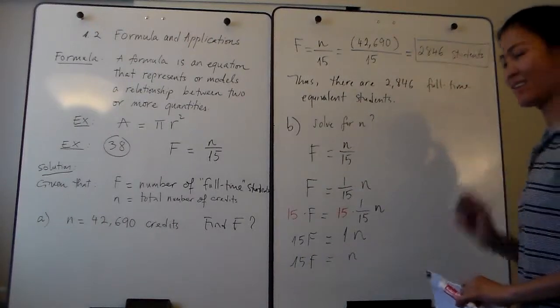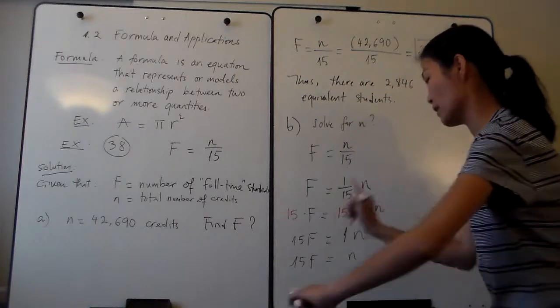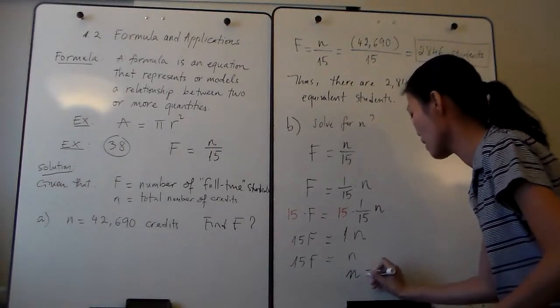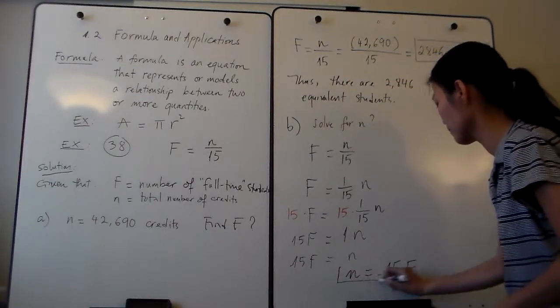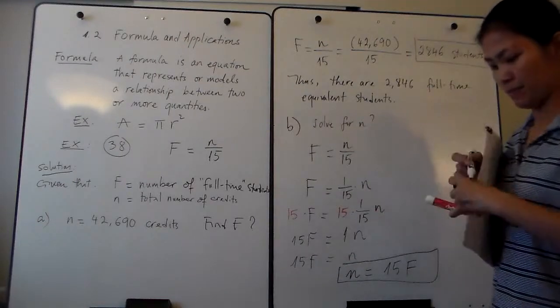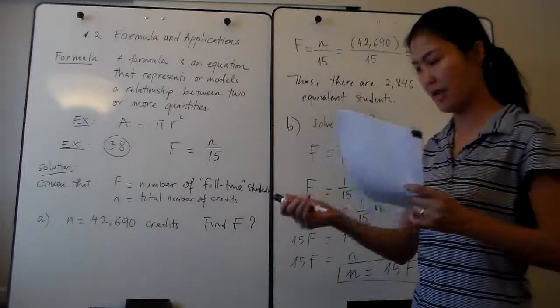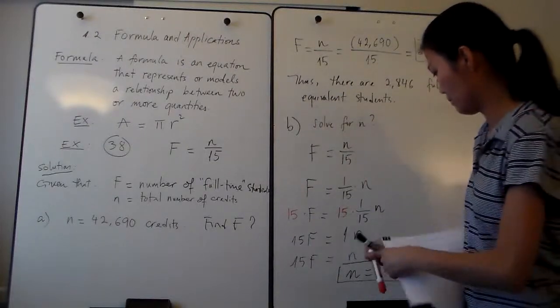So make sure you write the answer with the variable you solved for on the left-hand side, and the rest on the right-hand side. So n is equal to 15f. Okay? So that completes exercise number 38.